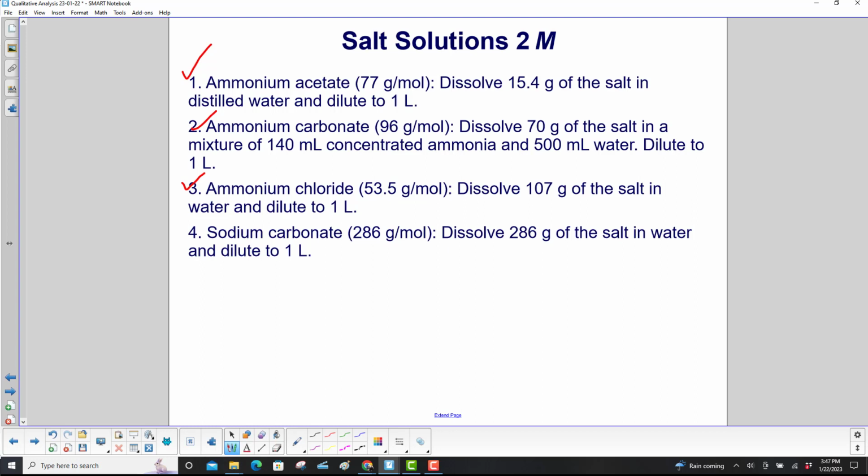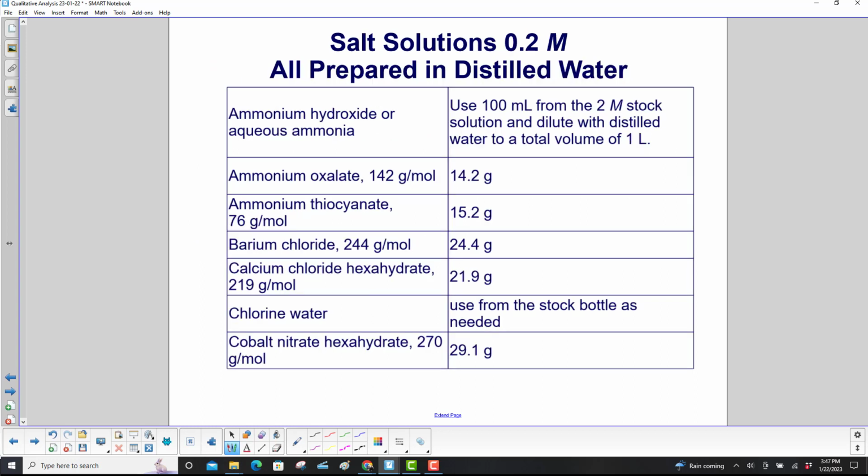Dissolve 107 grams of the salt in water and dilute to 1 liter. And finally, sodium carbonate, 286 grams per mole. Dissolve 286 grams of the salt in water and dilute to 1 liter. Here are salt solutions, 0.2 molar, all prepared in distilled water. Ammonium hydroxide, or aqueous ammonia.